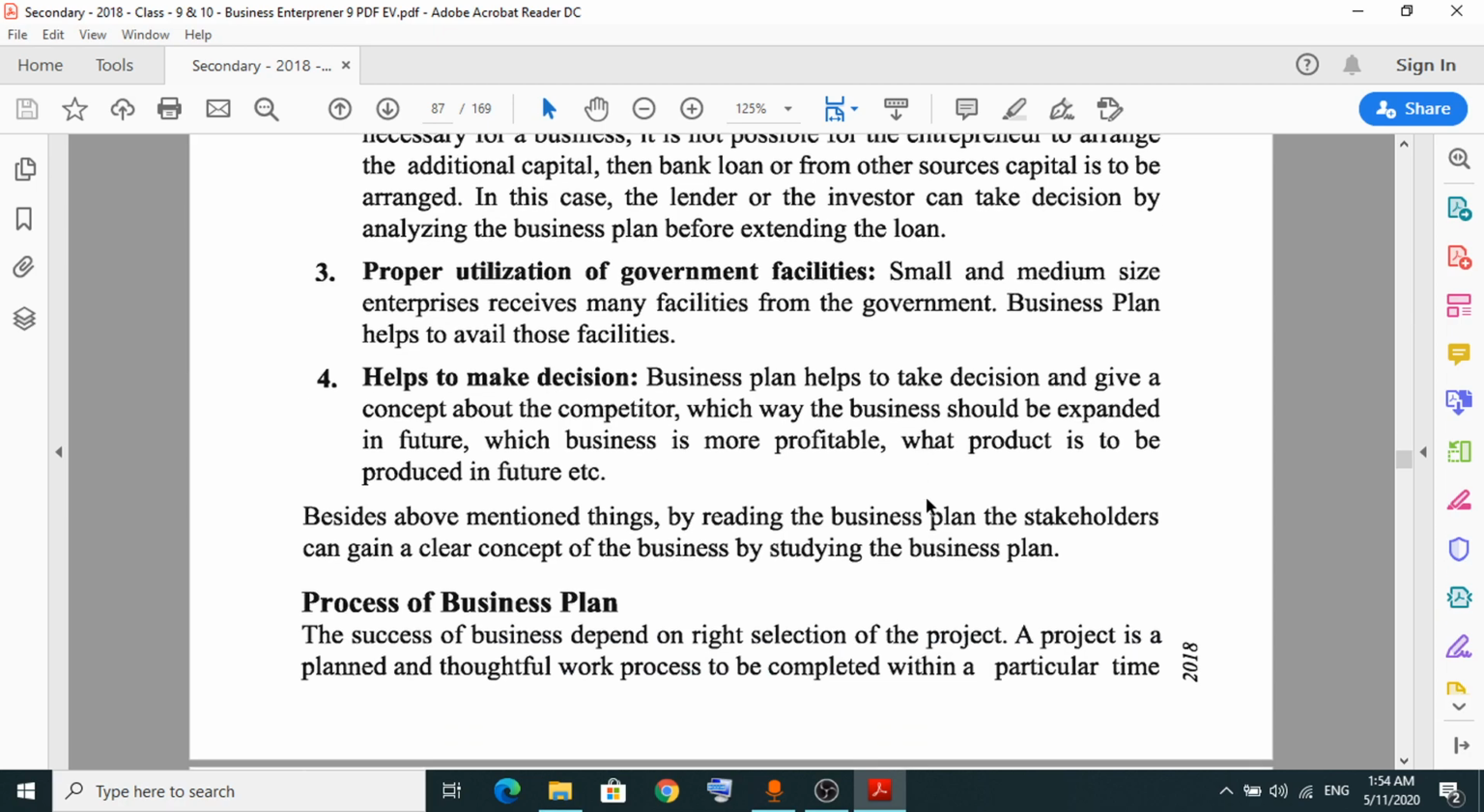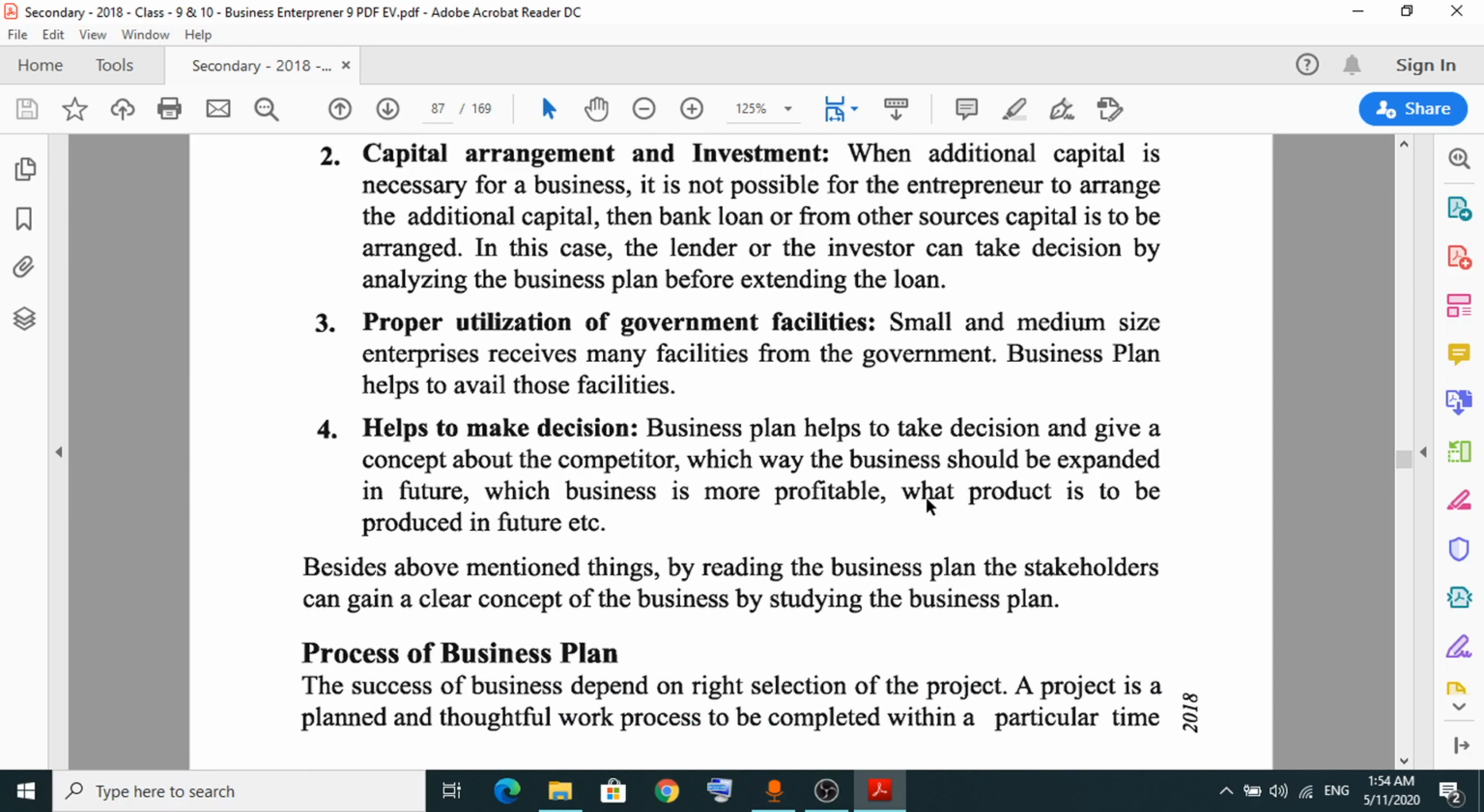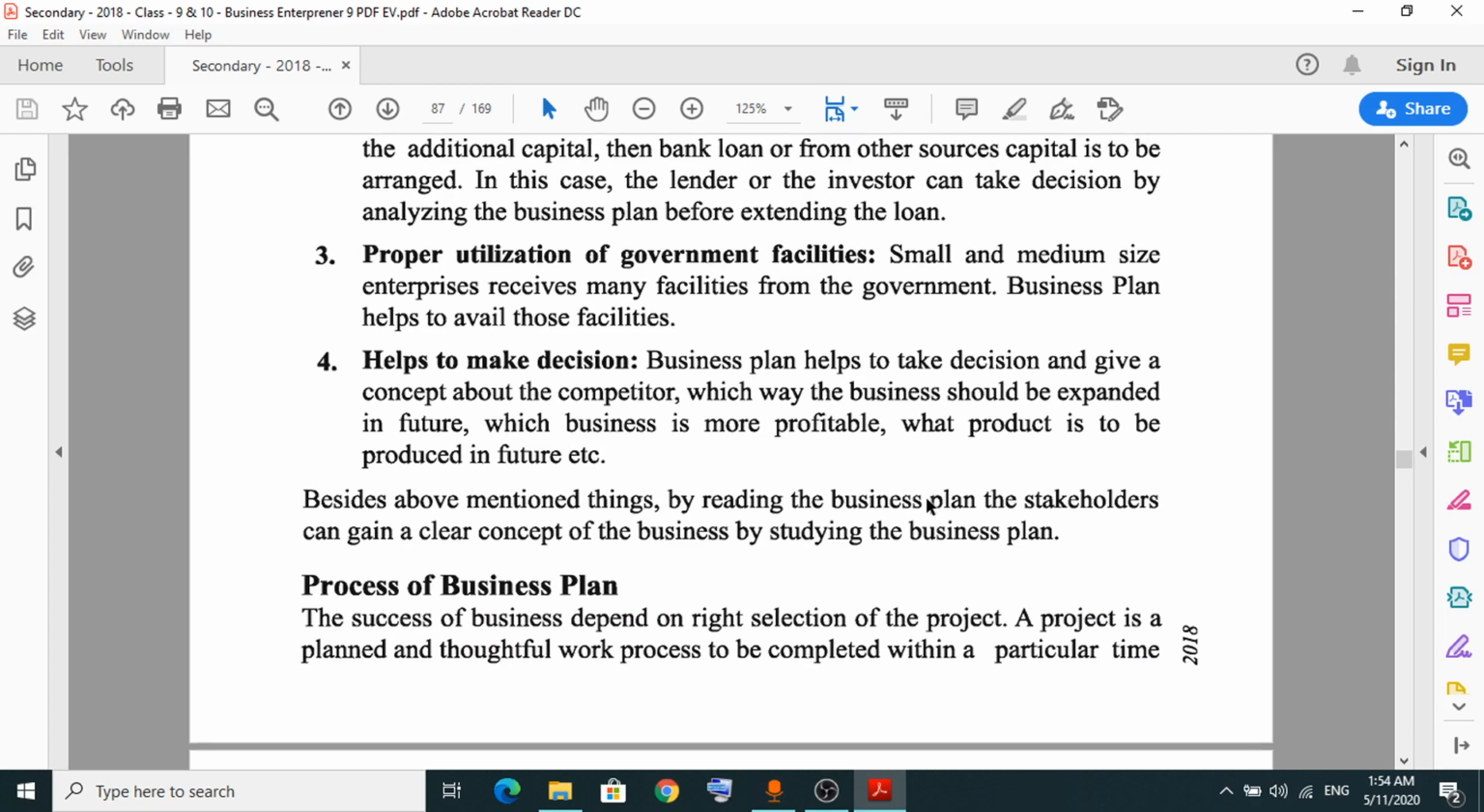That's why you can say that business plan is very much important in case of capital arrangement, or in case of any type of investment, or arranging a loan. And this is another point. Okay. The third one is proper utilization of government facilities.